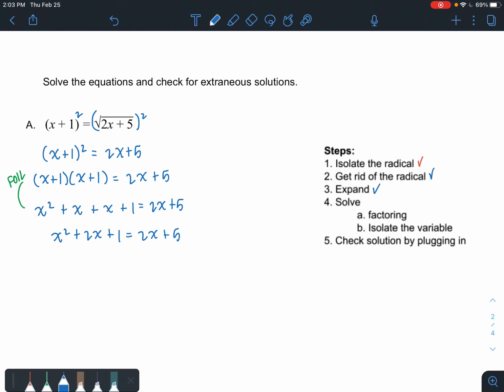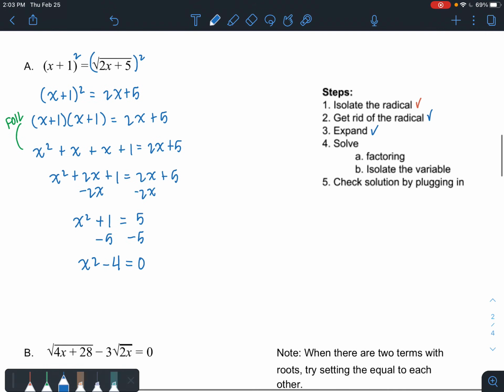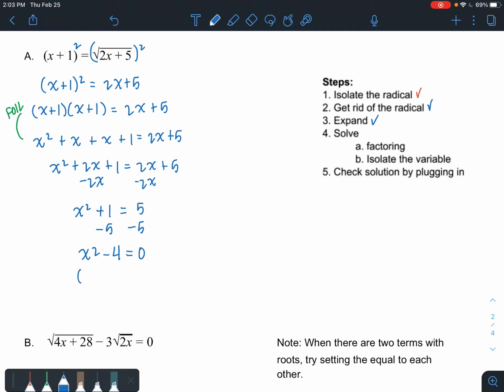So now we can solve. To solve, let's get everything to one side. So I have x squared plus 1 equals 5. Subtract 5. I have x squared minus 4 equals 0. Now I can factor. This is going to be x plus 2, x minus 2, since we have the difference of squares, meaning that x is equal to negative 2 and 2. So this is the same problem we did in yesterday's notes.